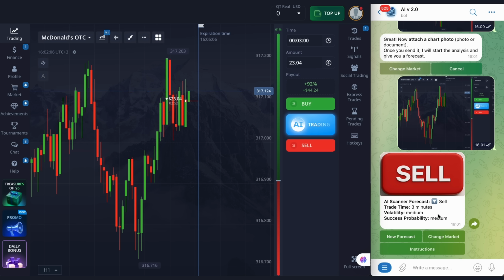Next trade is gonna be on Apple OTC. Taking a nice screenshot of Apple OTC. I'm gonna go ahead and attach it to our AI screener, ladies and gentlemen. Is this gonna be another win? We're about to find out. It says once we send it, it's gonna start analysis and give us the focus. It's analyzing the chart and it's building the strategies.